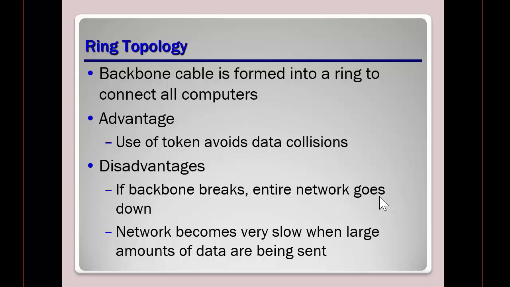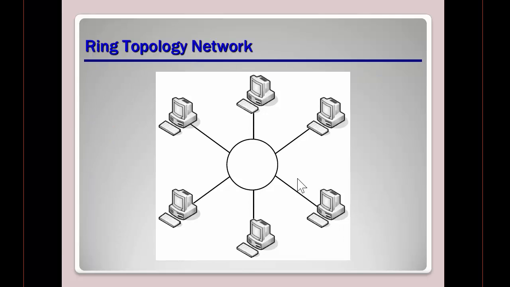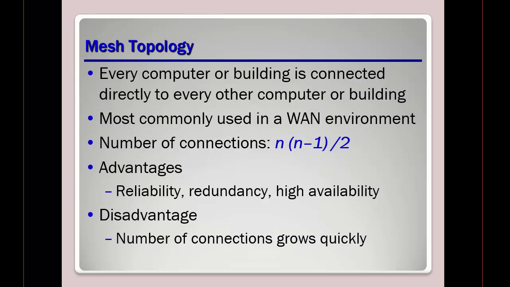However, it's inherently slow, if I've got to get all the way around that large ring back to communicate with the computer at the start. If the backbone breaks, the entire network goes down, and the network becomes very slow when large amounts of data are being sent. So if a bunch of computers are sending data on our token ring at one time, on our backbone, there's only so much bandwidth that we had, and it can definitely slow down our network.